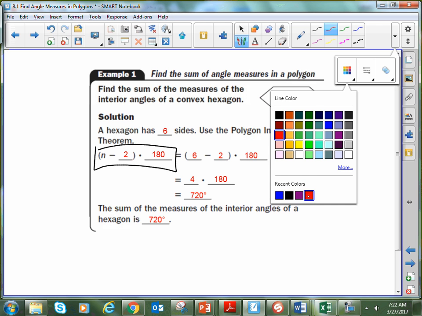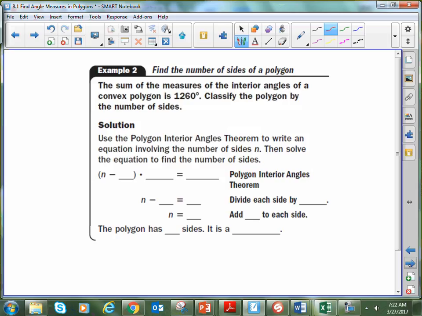Okay, so let's go ahead and move on here. Now, the last example that we saw talked about, well, if I know the number of sides, could I figure out what the sum of the interior angles are? The example that we're seeing here, they're giving you the sum of the interior angles, and they're going to expect you to work the equation in reverse, so that way you can figure out how many sides there are.